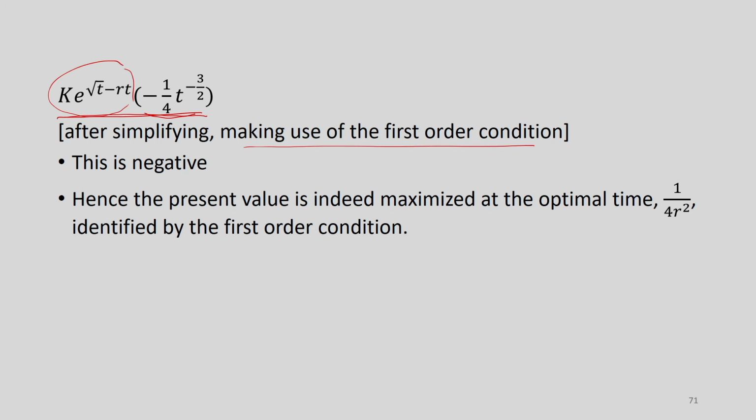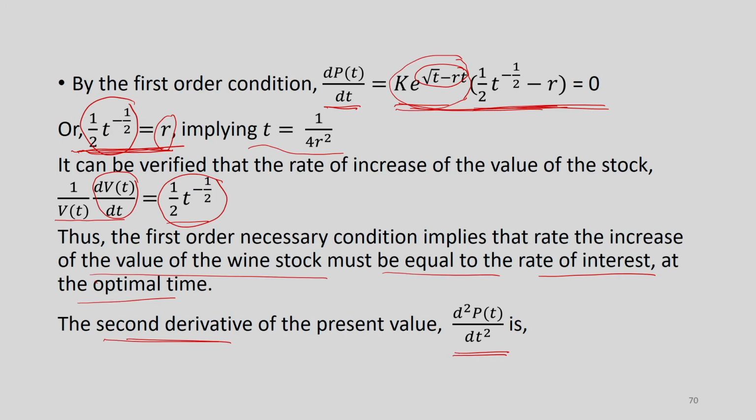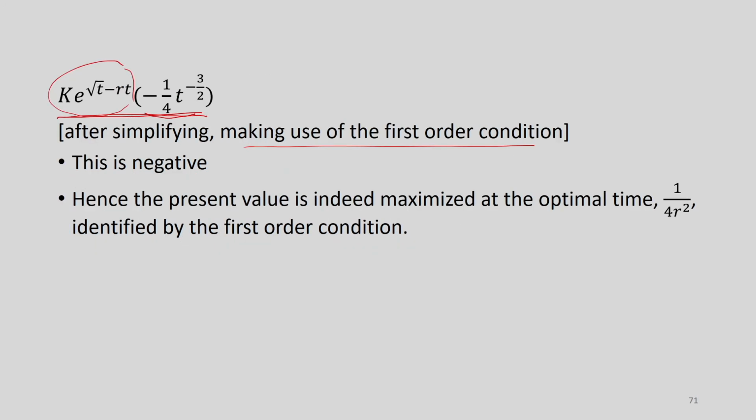Actually, the t that we have obtained by the first order condition, which is 1 divided by 4r square, is actually the point where the maximization is occurring. Hence, the present value is indeed maximized at the optimal time that we have obtained, which is 1 divided by 4r square. Okay. So, that is the solution.